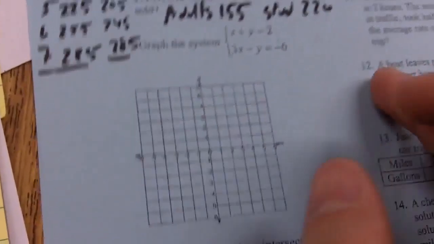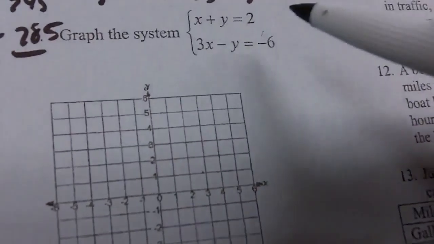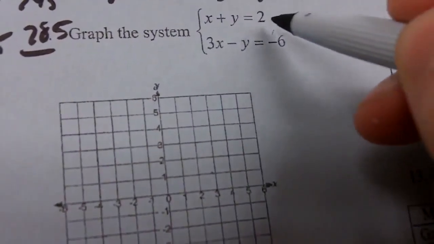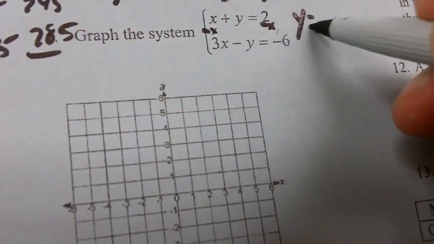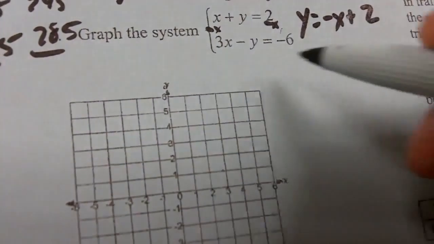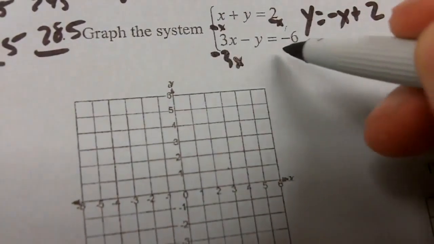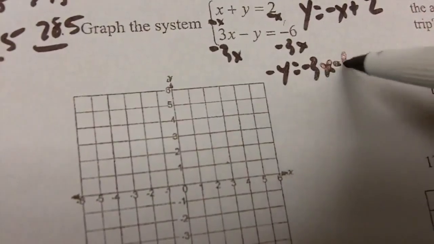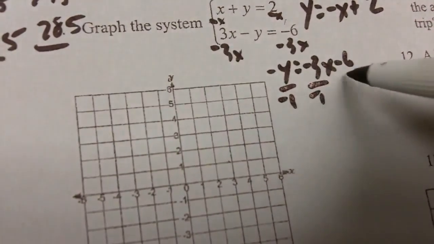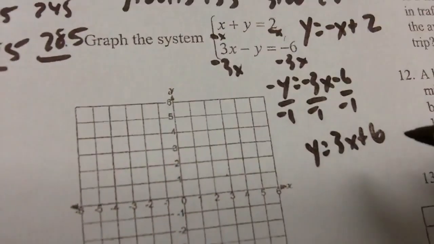Number 6 says graph the system x plus y equals 2 and 3x minus y equals negative 6. If you want to graph a system, make sure they're both in slope-intercept form. In this one, we can subtract x and get them both in slope-intercept form. y equals negative x plus 2. In this one, I can subtract 3x. Negative y equals negative 3x minus 6 and divide by negative 1. y equals 3x plus 6.